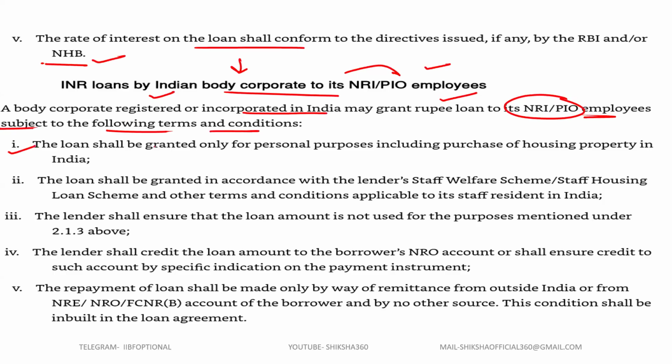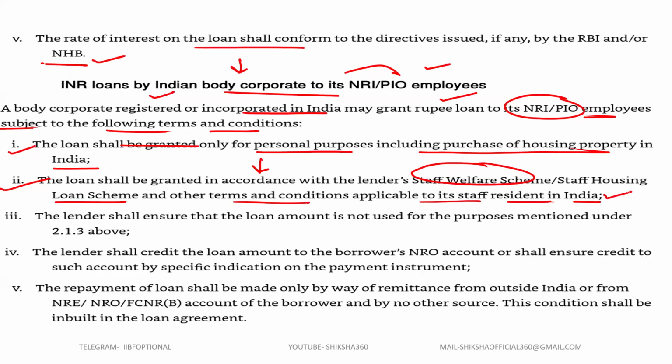First one, the loan shall be granted only for personal purposes, including the purchase of a housing property in India. Clear? Basically, the loan shall be granted for personal purposes, like purchase of a housing property. The loan shall be granted in accordance with the lender's staff welfare scheme or staff housing loan scheme, and other terms and conditions applicable to its staff resident in India.